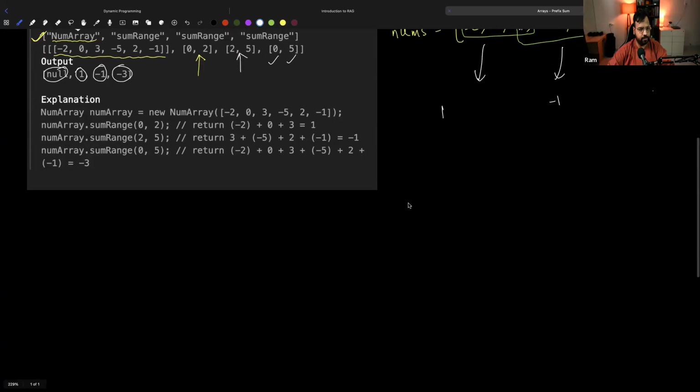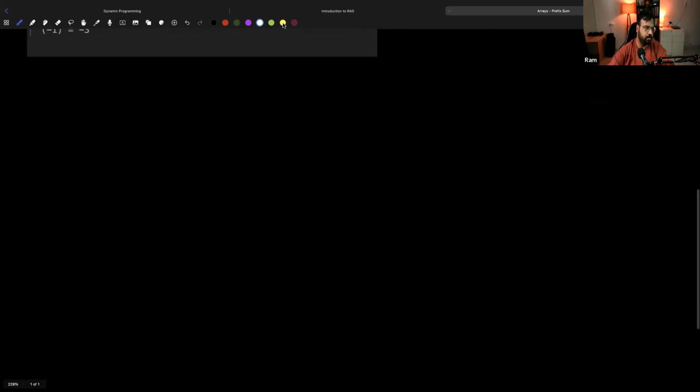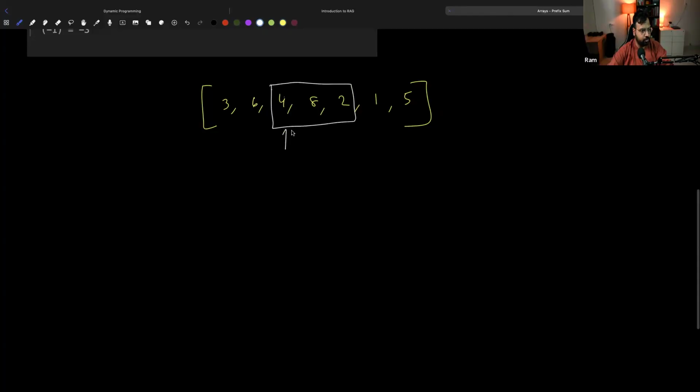Guys, is everyone following me? Let me take a bunch of numbers here: 3, 6, 4, 8, 2, 1, and 5. Suppose these are the numbers. If I'm asking you to find the sum of this part, you will start from here and iterate like this, and add. Next time I'm asking you to find the sum of this part. Again, you will start from 8 and then add 2 plus 1 plus 5. Guys, is everyone following?